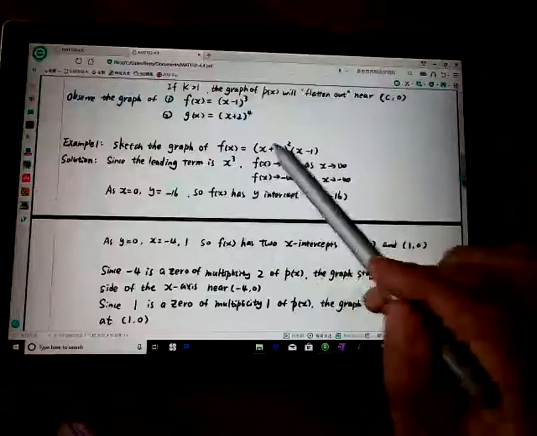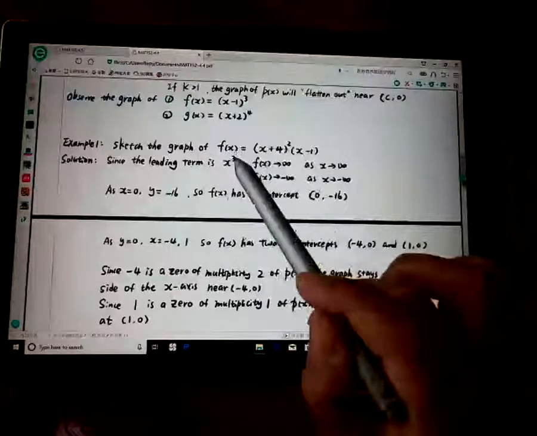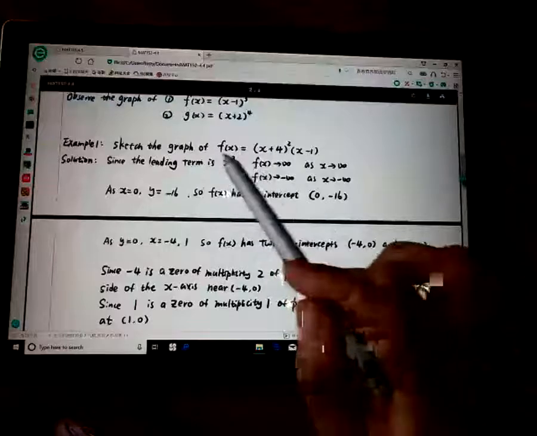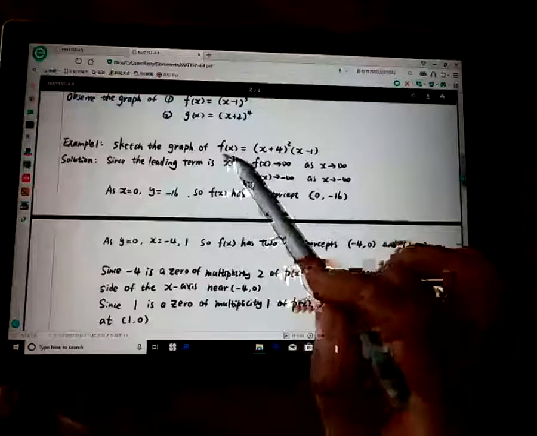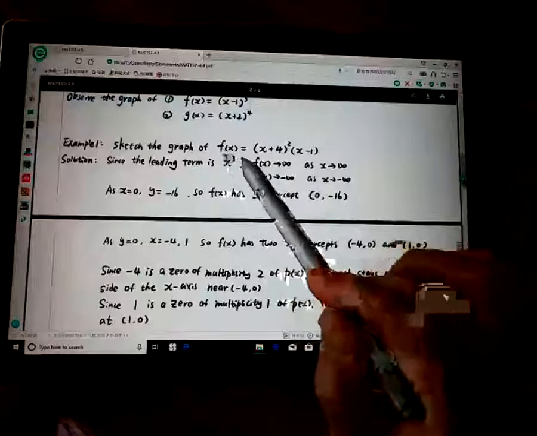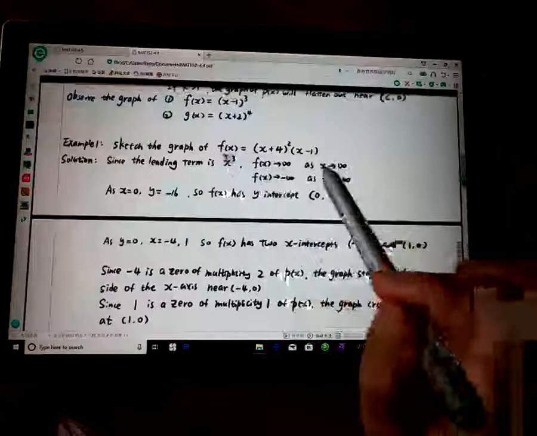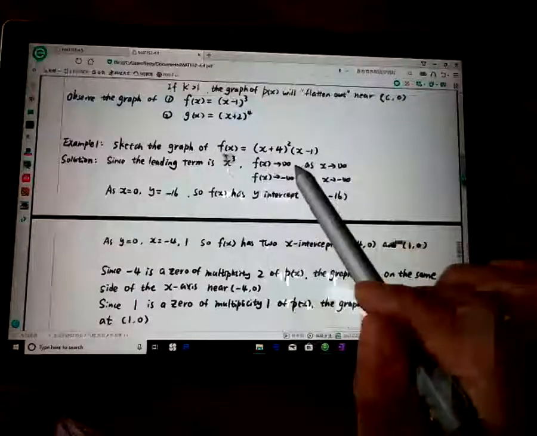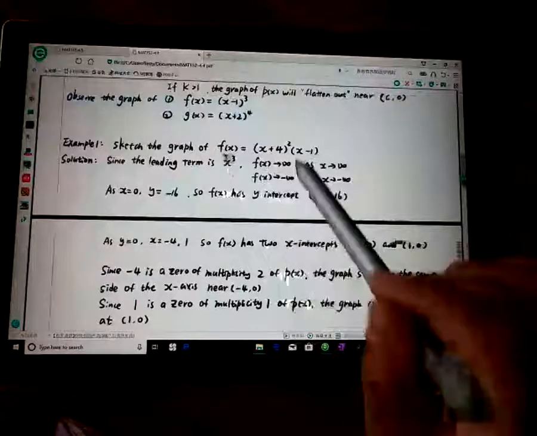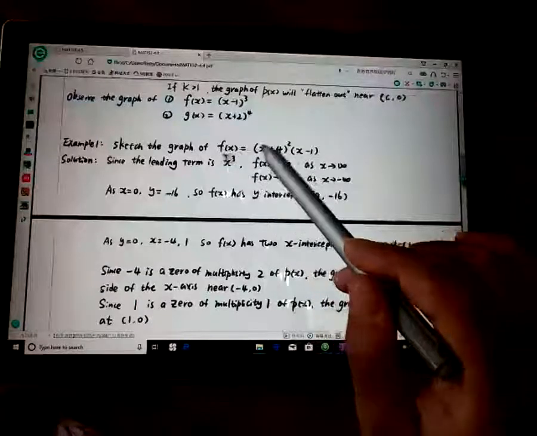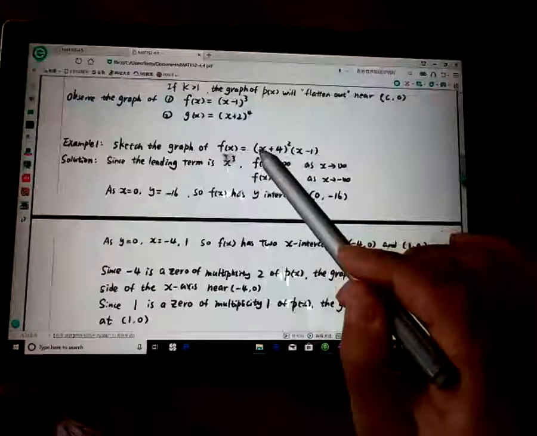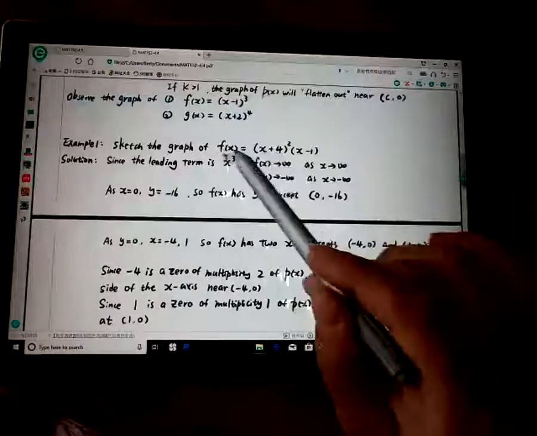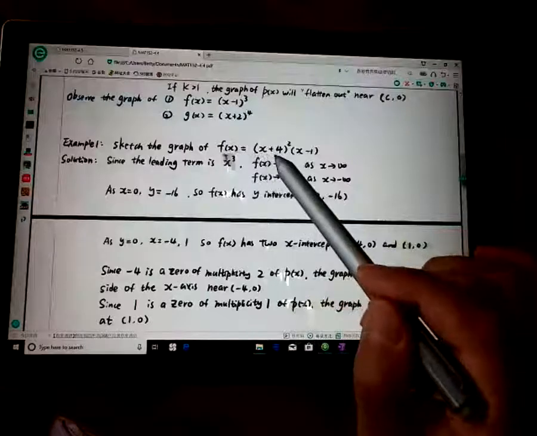Actually, the leading term of the function is x to the power of 3. You can find the graph for x cubed in your graphing calculator. You would know the function goes up in quadrant 1 and goes down in quadrant 3. So how many zeros is this function supposed to have if the degree is 3? By the fundamental theorem of algebra, if the degree is 3, then the function is supposed to have 3 zeros.